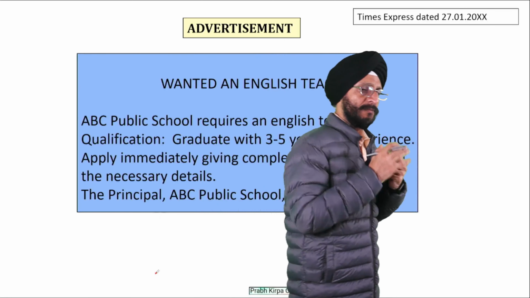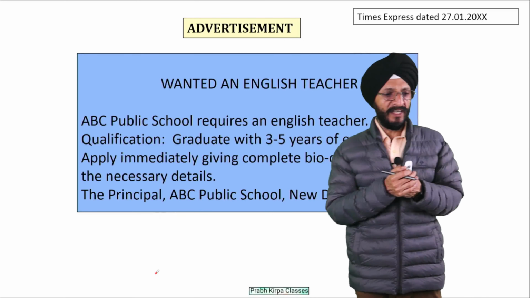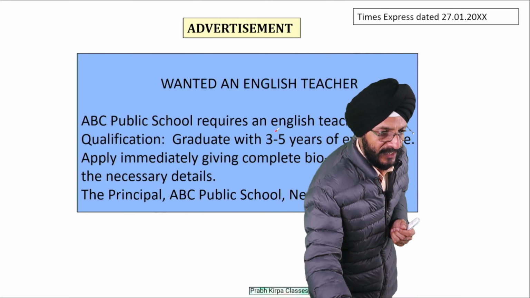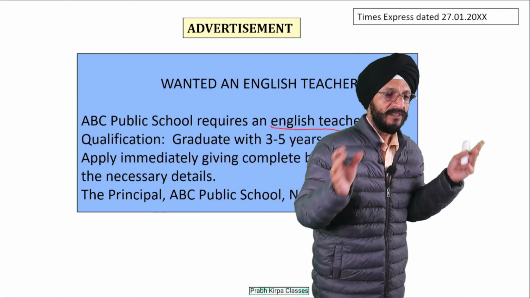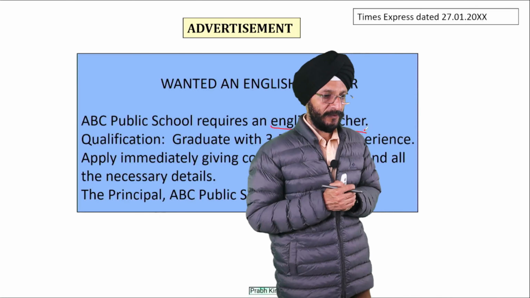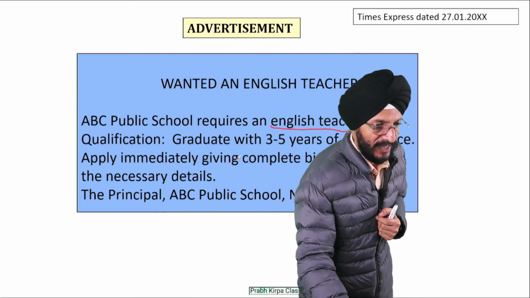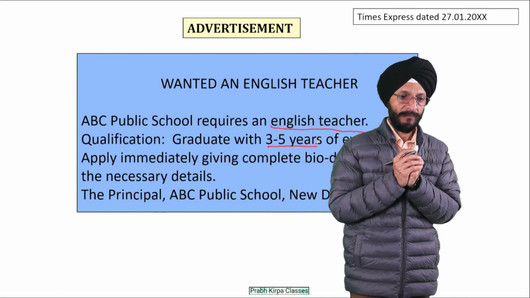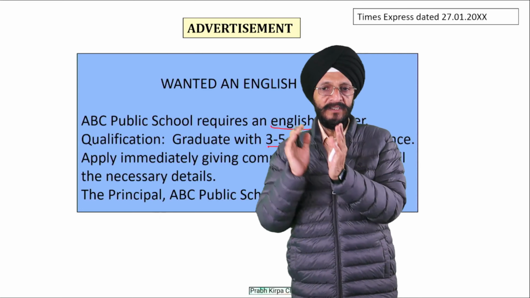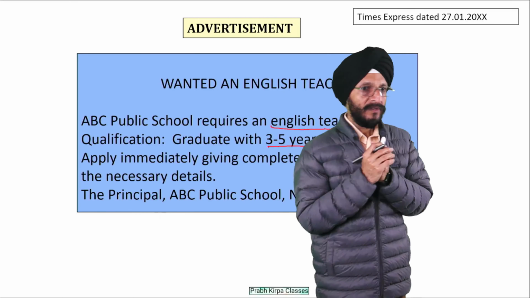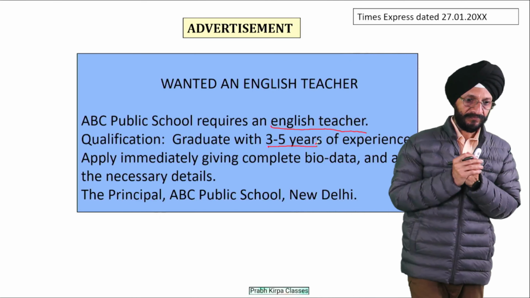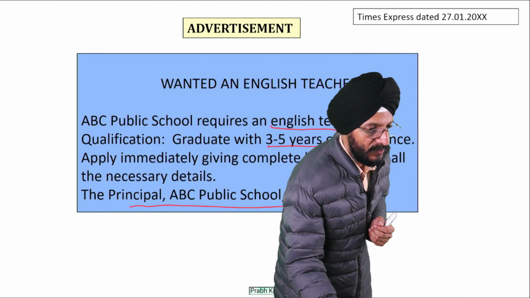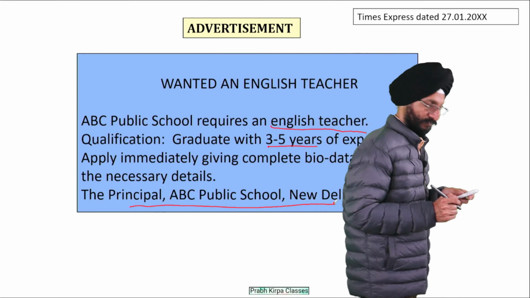Suppose there is an advertisement in a newspaper in which it is written that wanted an English teacher. ABC public school requires an English teacher. From here you can see that the job offered is English teacher. Qualification: graduate with 3 to 5 years of experience. That is, the qualification asked for is minimum graduate, and he must also have experience of teaching the students. Then this is the address where your application should reach.